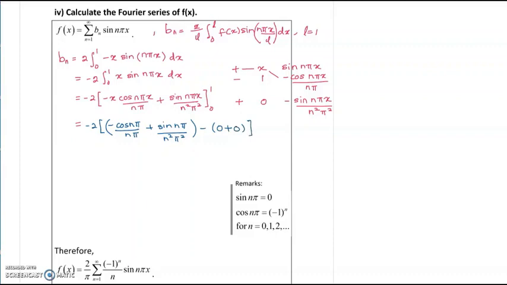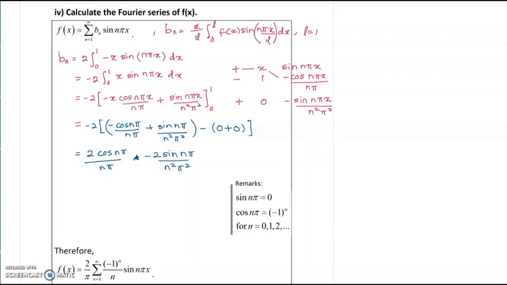So we now have cos(n pi). -2 and negative, so we have +2 cos(n pi) over n pi, plus, sorry, this is -2 sine(n pi) over n squared pi squared.